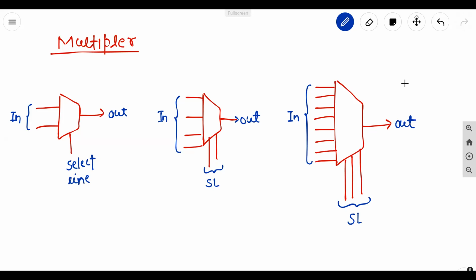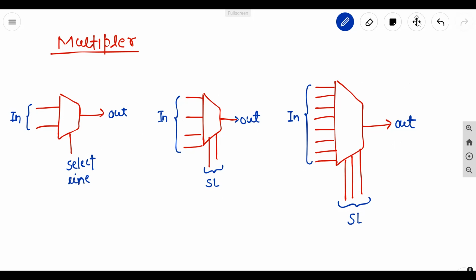The select line is actually a deciding switch, which decides which input should go to the output. So the select line is a medium where we decide which input should go to the output. In the first structure, two inputs and one select line are given and the output is shown. In the second structure, there are four inputs, two select lines and one output. In the third structure, there are eight inputs, three select lines and one output.